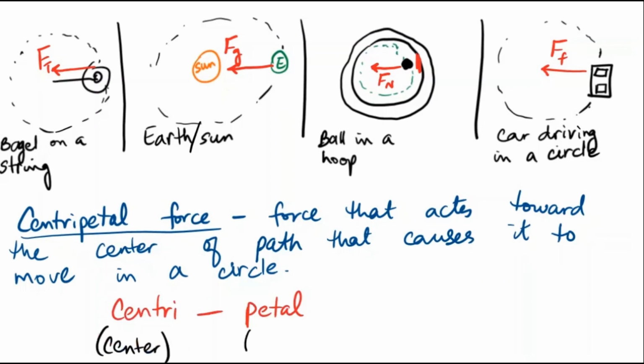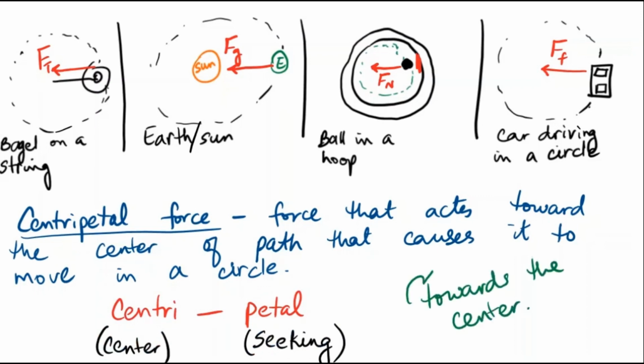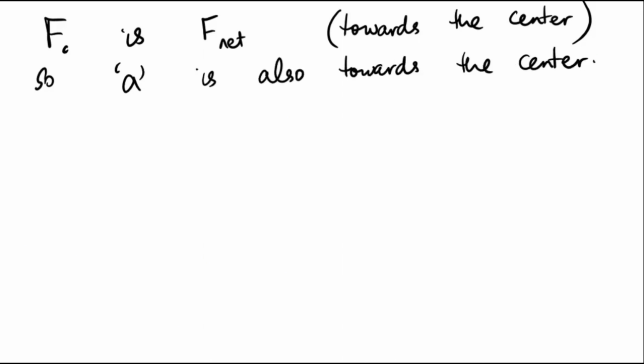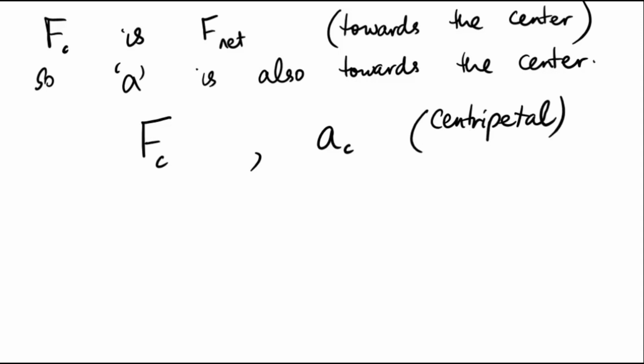Now let's break down the word centripetal into two parts. Centri means center and petal means seeking. So that's where it gets the meaning of towards the center. When we use the word centripetal for the force, we always mean that the force is towards the center. So if the net force is towards the center, then according to Newton's second law, the acceleration is also towards the center of the circle. We're going to use the symbols a_c and F_c for centripetal acceleration and force.